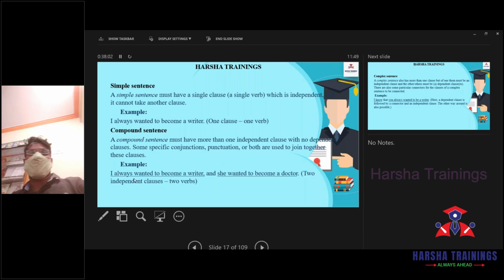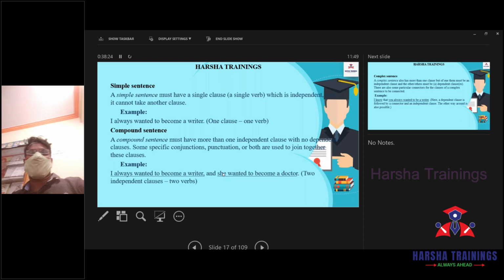For example, I always wanted to become a writer, and she wanted to become a doctor. How did we combine it? Using a comma and the word "and." Comma and. These two are used to combine the sentences and form a compound sentence. Easy enough, I guess?